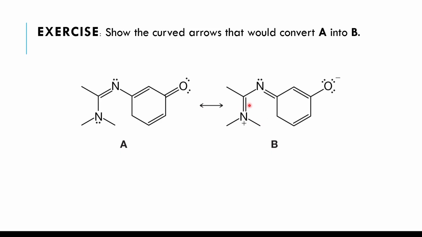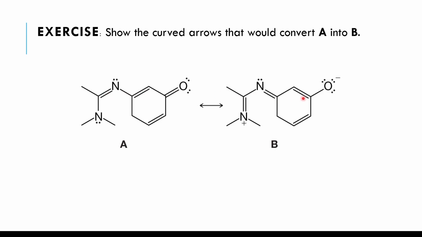pi bond. And next, we can see that the pi bond between this carbon and nitrogen is missing on the other side, and it's shifting between the other nitrogen and carbon. So we guess that this pi bond will shift here.